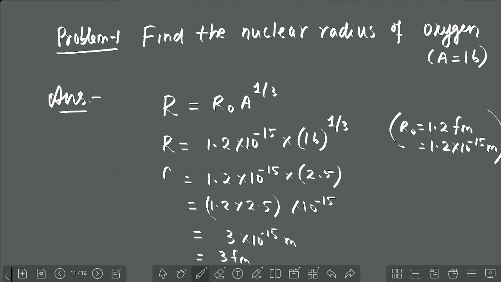So this is the radius of oxygen, R. This is what we want to find. 3 fermi. Remember, nuclear radius will come in femtometer order. So I hope you understood everyone, right? So this is your answer. Now come to the next question. Shall I go next?